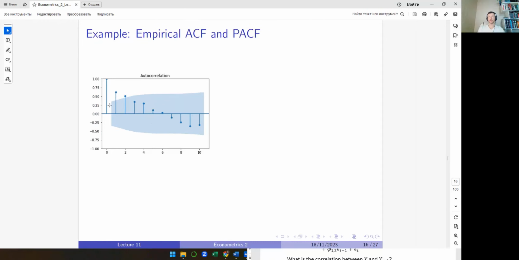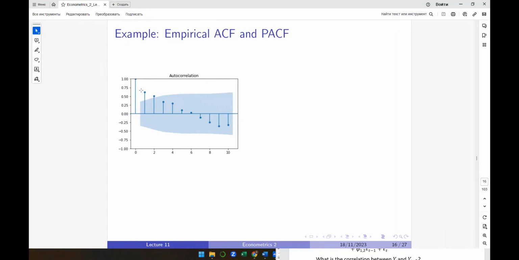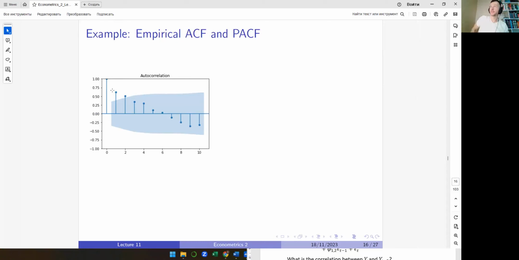So we have only two lags, here and here, that significantly differ from zero. Well, it suggests what? It suggests that probably our model is an MA2 model, because we know that the ACF cuts off at the lag q for MA models. Again, we don't care about other points.